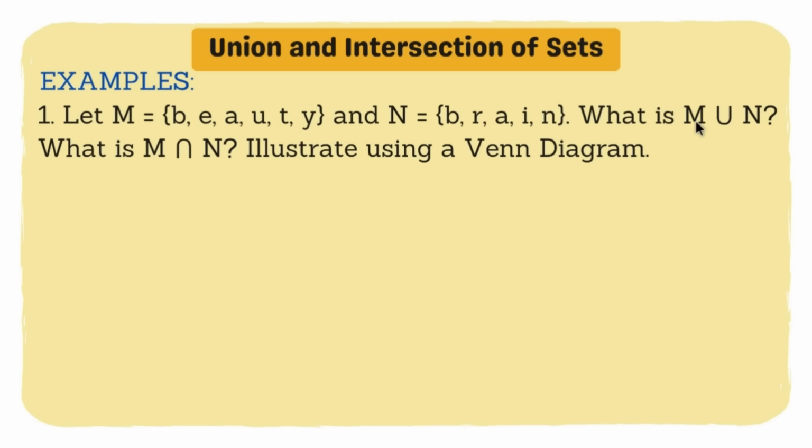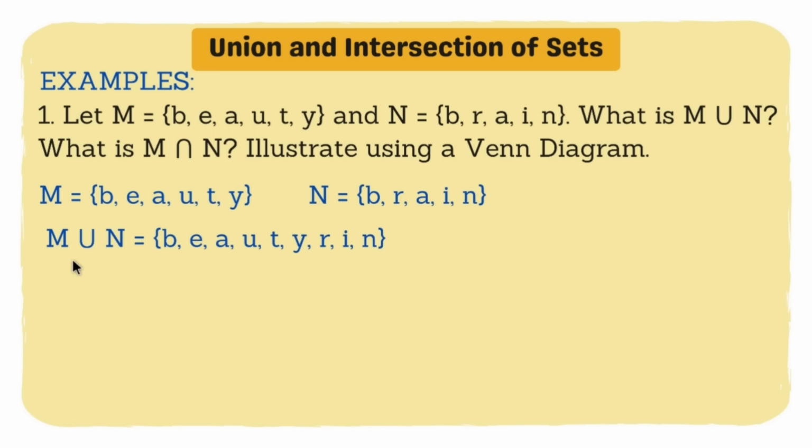So, tatlo po ang gagawin natin dito. First is to get the union. Second is to get the intersection. And last is to illustrate each of that using a Venn diagram. Okay, simulan po natin. First, let's write again the elements of our first set. Okay, set M. And then the elements of our second set, set N. Next, to get the union, all you have to do is to get the combination of all the elements.